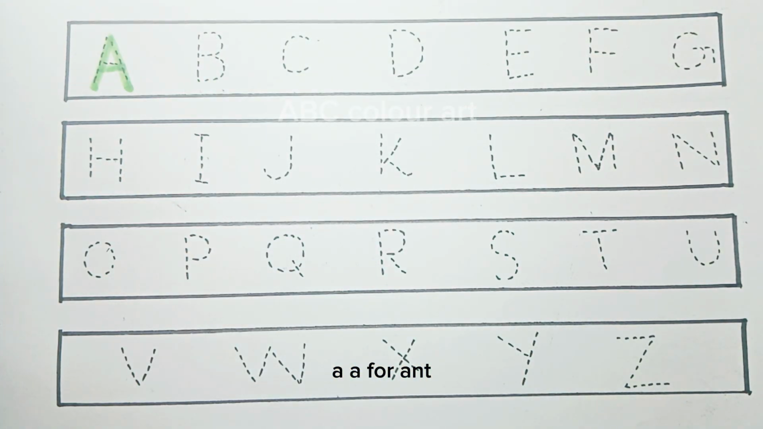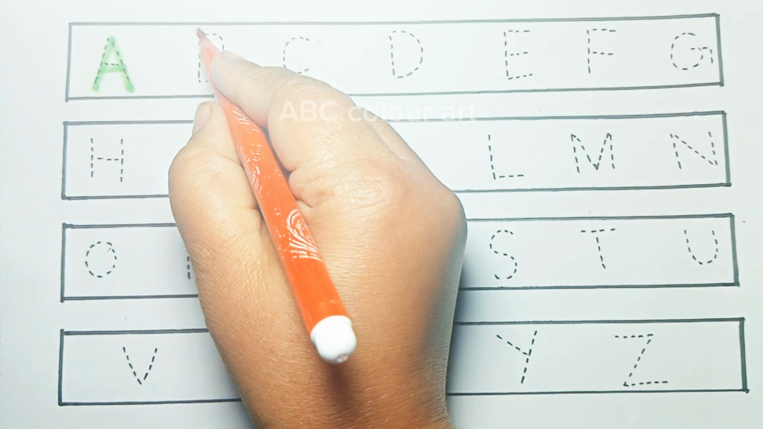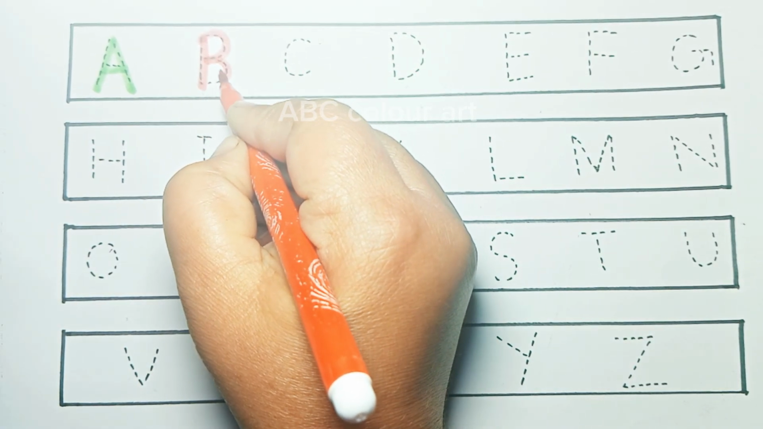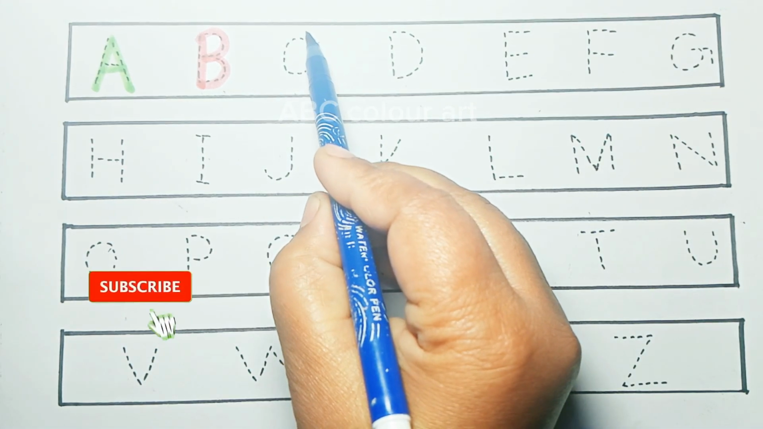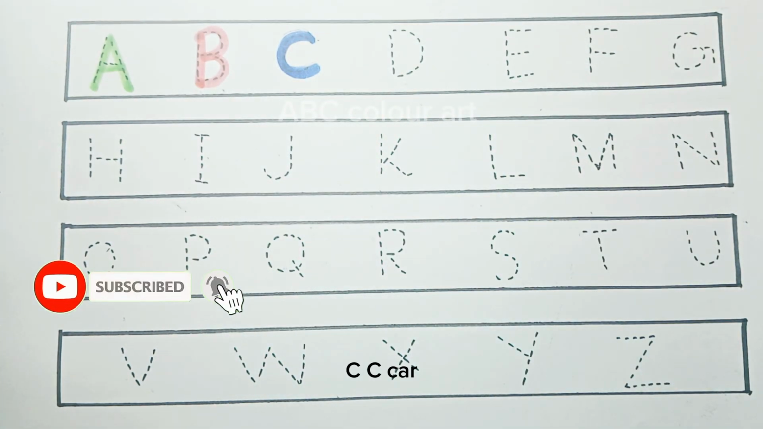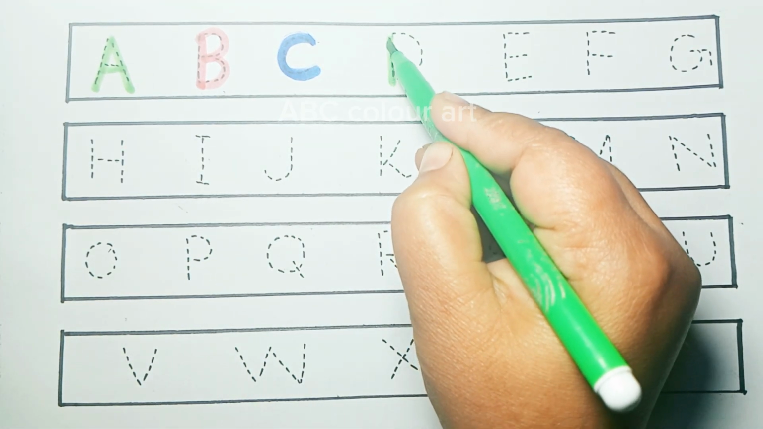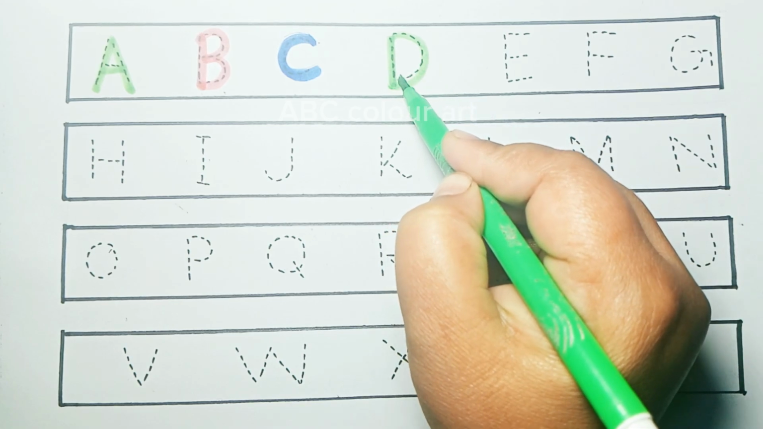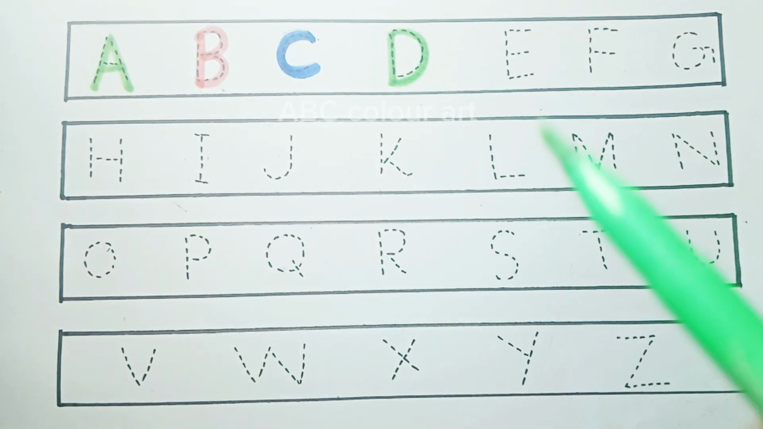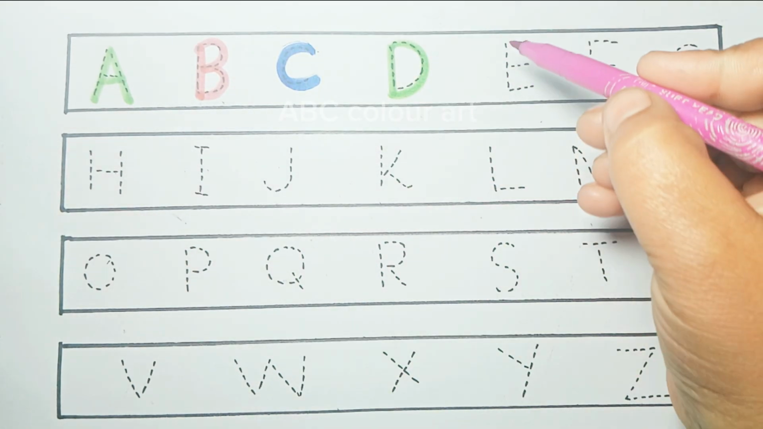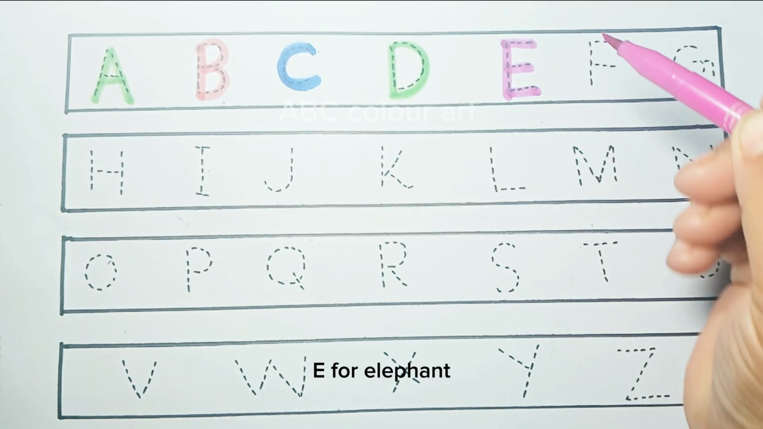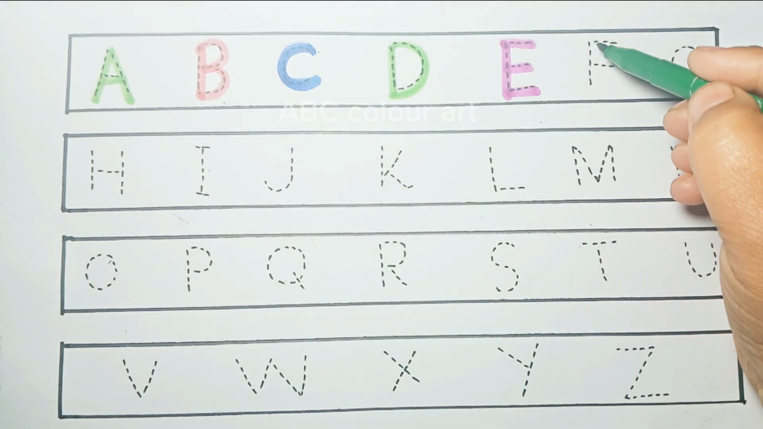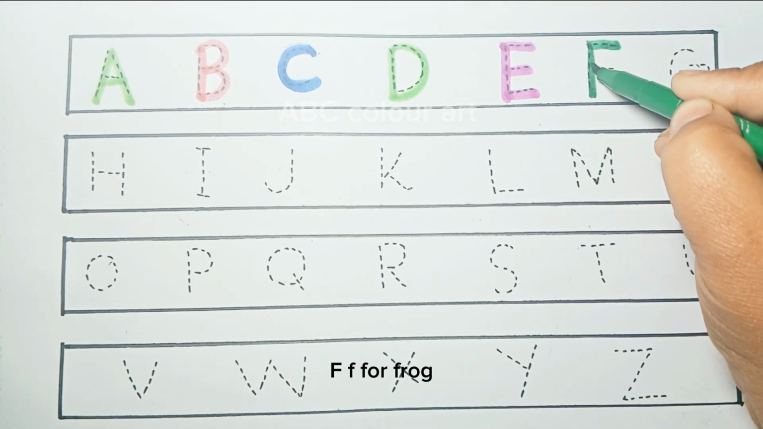A for ant, B for butterfly, C for car, D for duck, E for elephant, F for frog.